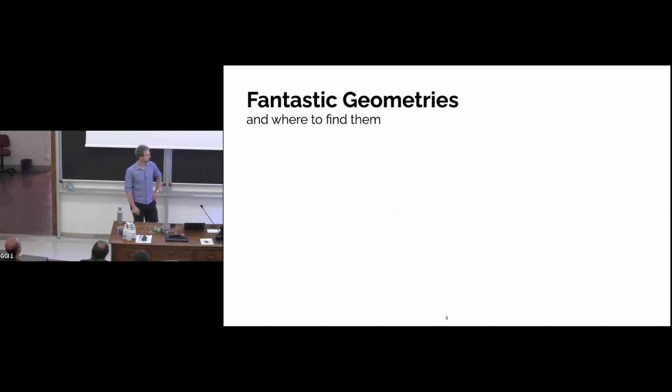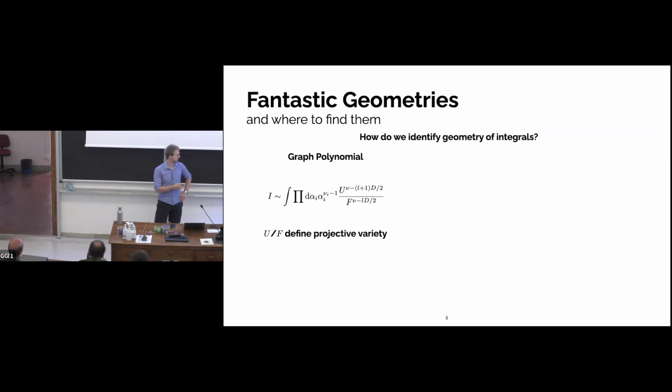Okay, so so far we know that geometries play a role, but how do you actually find them? The simplest case one can think of: you look at the parametric representation of your integral, you look at the defining U and F polynomials, the Symanzik polynomials, these generate defined varieties, and you can try to extract the geometry from this. In principle, everything is in there, but it might be hard to extract.